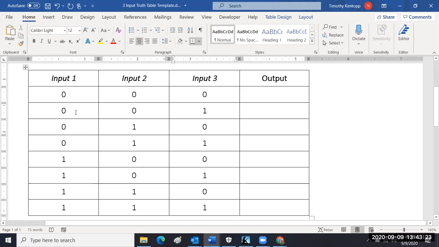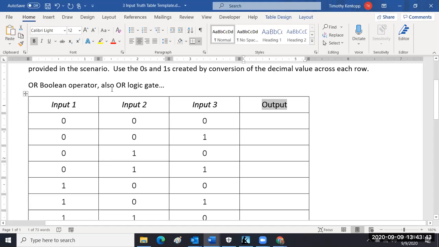I want you to be able to fill out what's called a truth table. A truth table tells us whether our output is true. A truth table is used to determine the possible combinations that result in a true output, or a 1 output. And for the OR Boolean operator, if input 1 or input 2 or input 3 is a 1, then the output is a 1. That's how OR works.